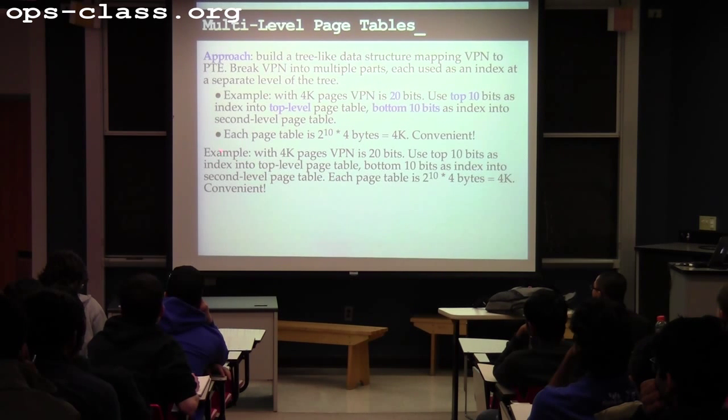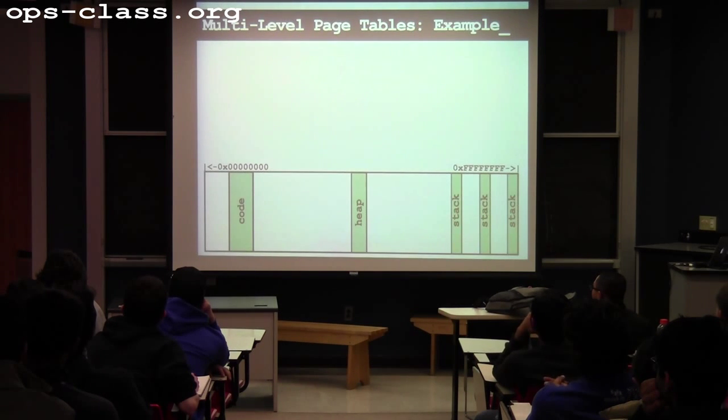And the nice thing about this is if I assume that pointers are 4 bytes, each page table is 2 to the 10 times 4 bytes, which is 4K. So each page table fits in a page, right? So that's kind of cool. Okay, so that works, right? So here we go. So here's what I would do, right?